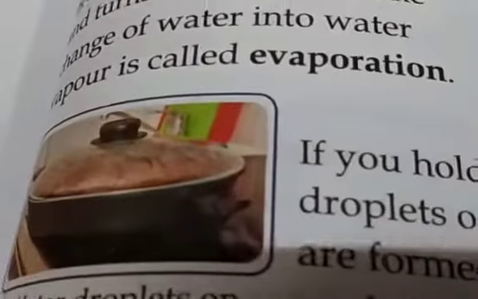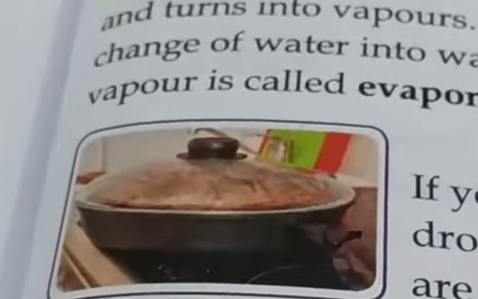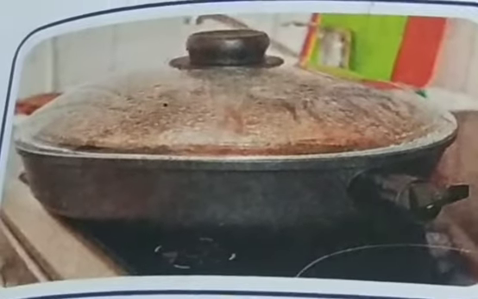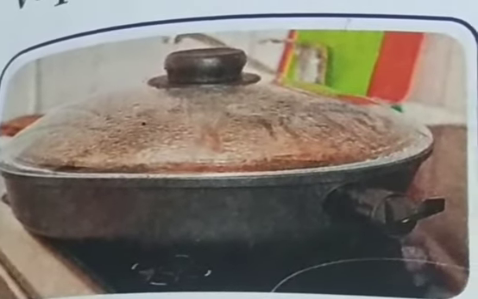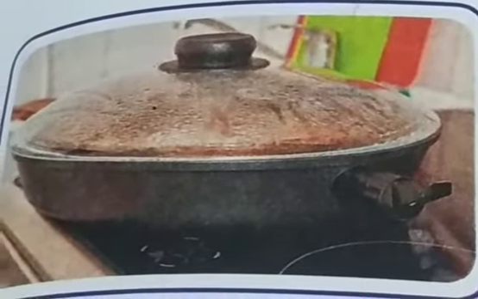If you hold a lid above the boiling water, you will see droplets of water on the inner side of the lid. Can you see droplets of water here? Yes. These are formed when the steam touches the lid and gets cooled. The change of water vapor into water droplets on cooling is called condensation. So condensation is just opposite to evaporation.